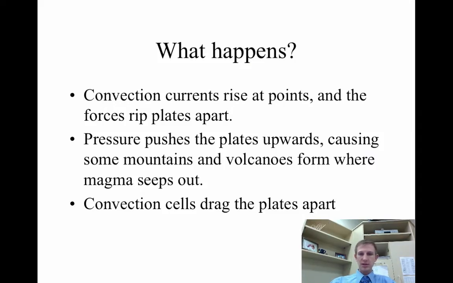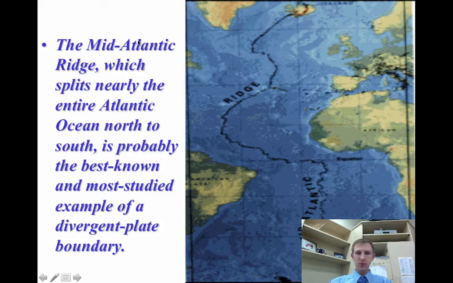Convection currents rise, like we said, and the force rips the plates apart, pushes the plates upwards, causing mountains, volcanoes, and the convection cells will drag the plates apart. One of the most notable examples of these would be the Mid-Atlantic Ridge. This has been studied for years and years, since the 1960s when Hess discovered it with all of his Navy exploration.